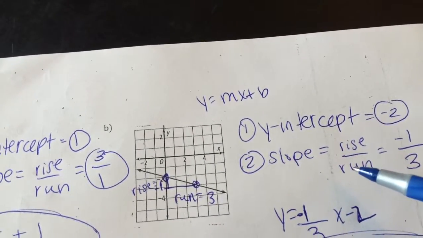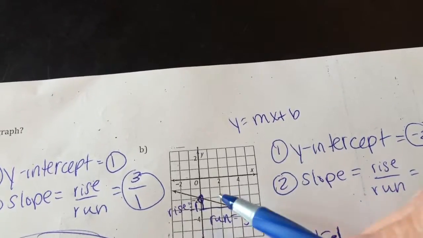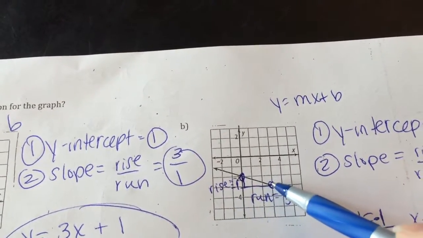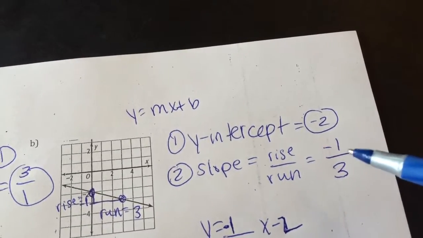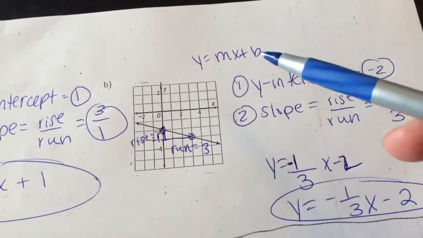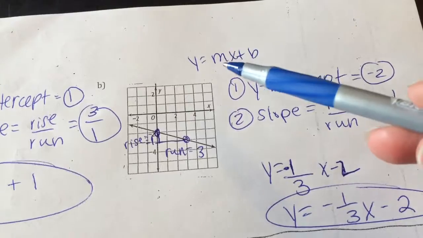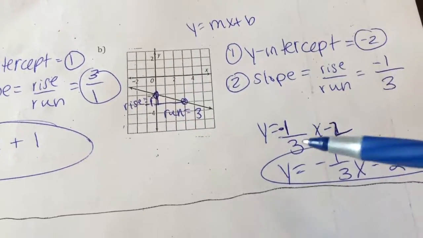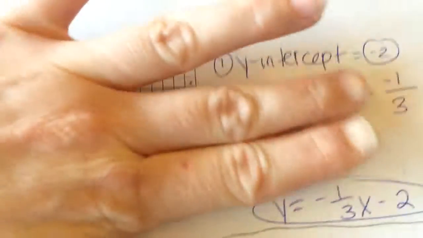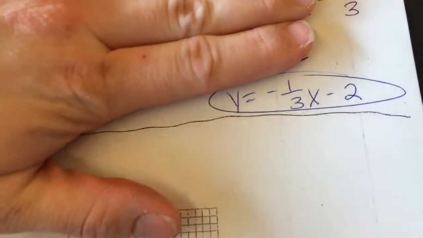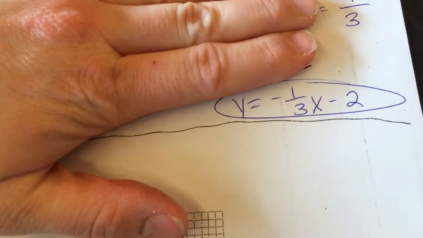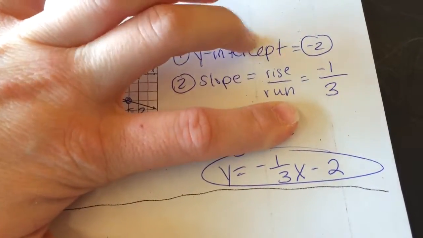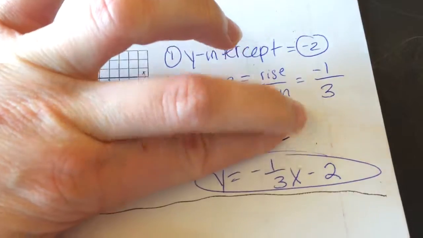And then we need to get the slope. The slope is the rise over the run. You go down 1, so it's negative 1, and over 3. That's why it's negative 1/3. When you put that in your equation, y equals mx plus b, where m is your slope and b is your y-intercept, the answer is y equals negative 1/3 x minus 2. I'm just using the slope and the y-intercept and plugging it into my equation.